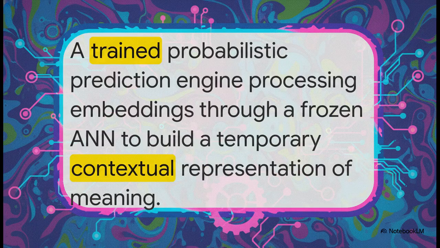And here it is, our refined definition. Notice those crucial upgrades, right? We now specify it's a probabilistic engine using a frozen network. And inside, it's not finding anything. It's using repeated comparisons to build a temporary contextual representation. And it's that state that shapes the probability of the next word. It's these more dynamic ideas that give us a way more accurate picture.